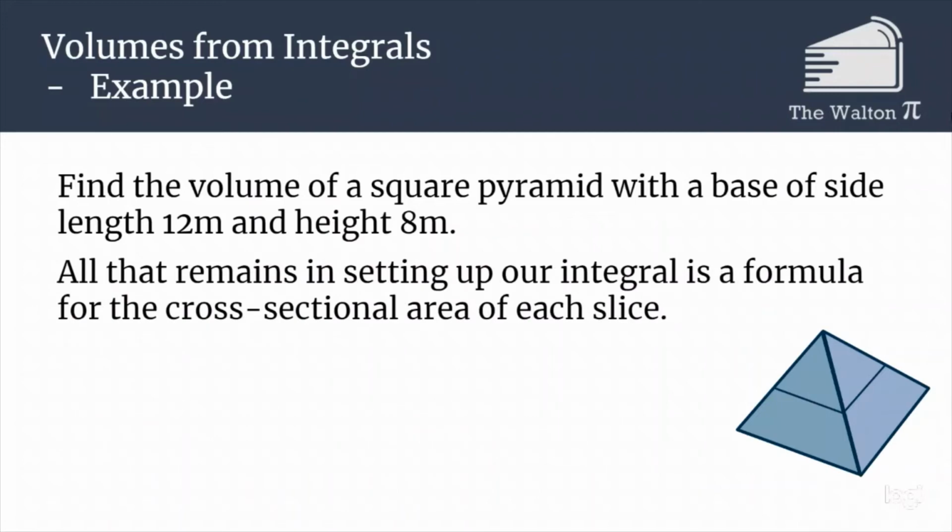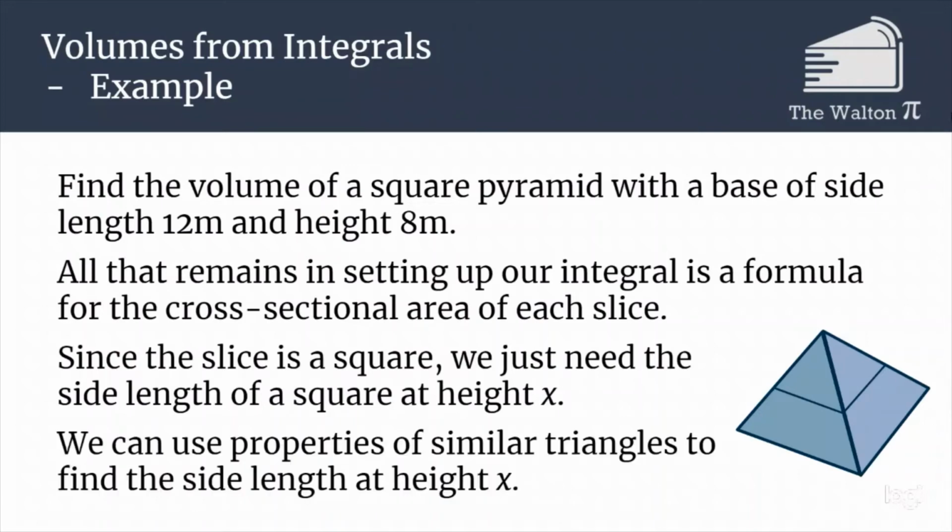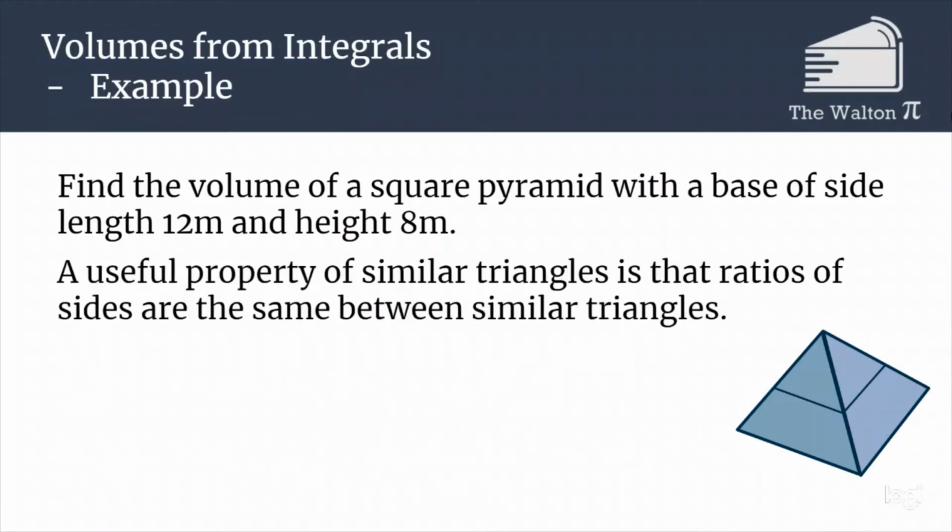All that's going to be left is a formula to find the cross-sectional area of each slice. So the slice is a square. That means we just need to figure out what the side length is, and then we can square it, and that'll give us the area of each slice. And the way we are going to approach this is using similar triangles.